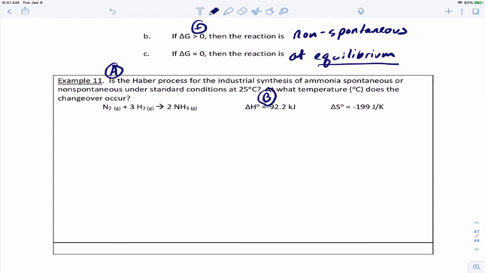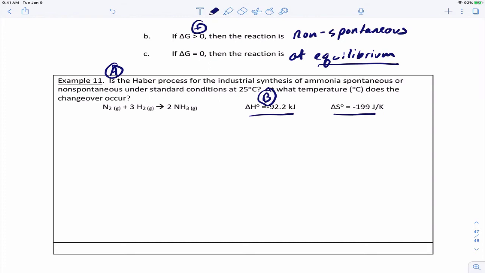Okay. Now, what's kind of nice is that this problem is actually giving you the delta H and the delta S values. So that makes our life a lot easier. So delta H is going to be a negative 92.2 kilojoules. And then delta S is a negative 199 joules per K mole.